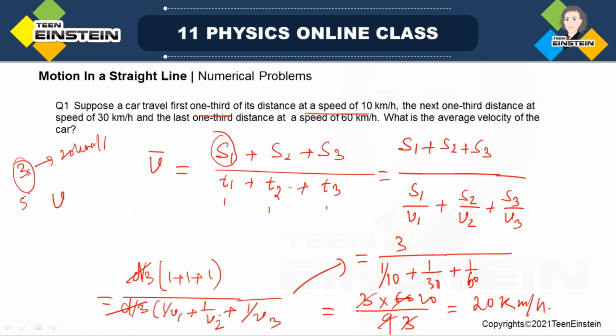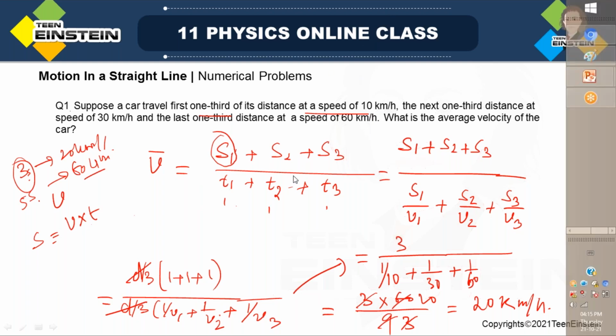So this is the first 3 seconds, and the next 5 seconds it travels with 60 kilometer per hour. So here the time and the velocity is given, not the displacement. If the displacement is not given directly, you have to get it by doing V into T, corresponding T's. Okay, V into T. So then you have to divide. All right, I hope you have understood. If you don't understand, you can just ask me now.